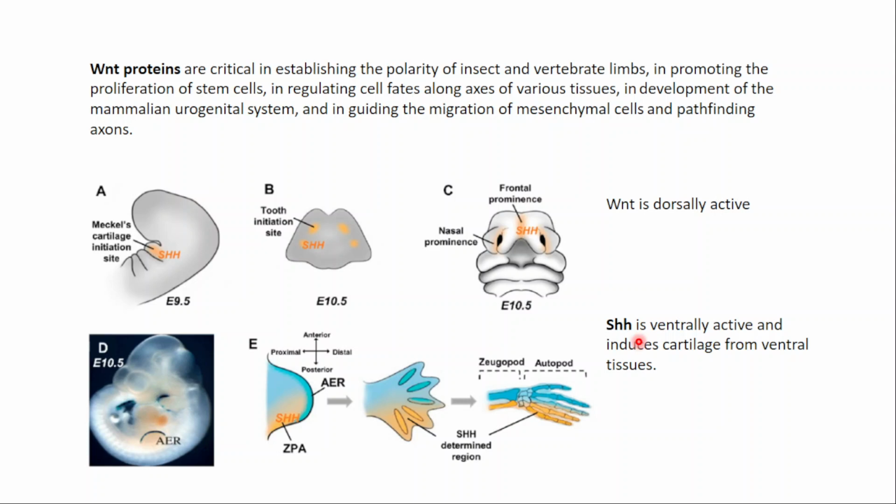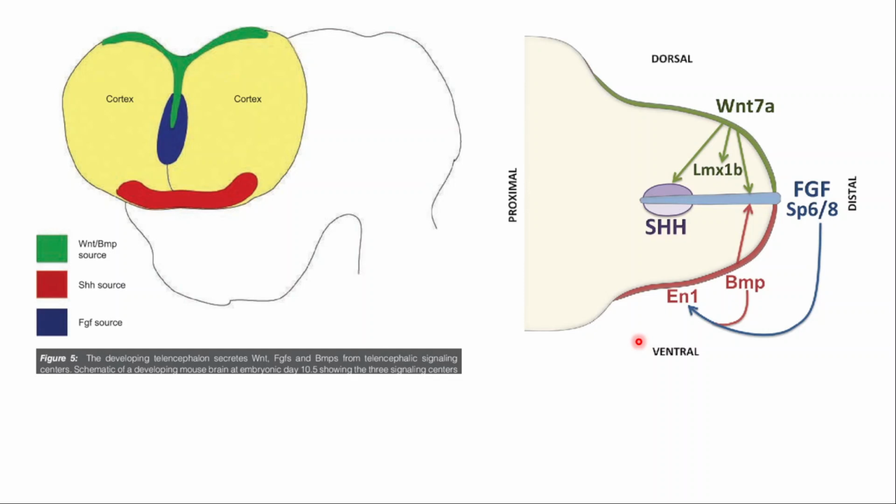In summary, Wnt is primarily dorsally active and induces dorsal structures, while SHH is ventrally active and induces cartilage from ventral tissues. Now in the context of brain development, as we had an option about midbrain development and forebrain development as well as limb development, you see here the Wnt BMP source lies on the dorsal side of the cortex, whereas the SHH source lies on the ventral side of the cortex. So most probably Wnt and SHH are marking the boundaries of the regions that are going to form the dorsal and ventral structures. SHH or sonic hedgehog expression marks the ventral structures while Wnt expression marks the dorsal structures.